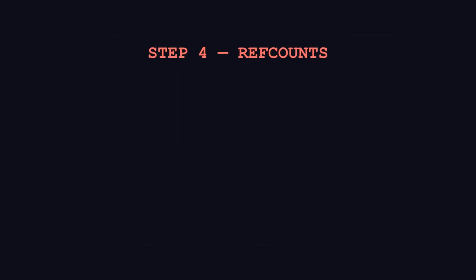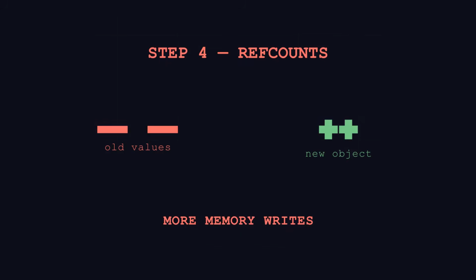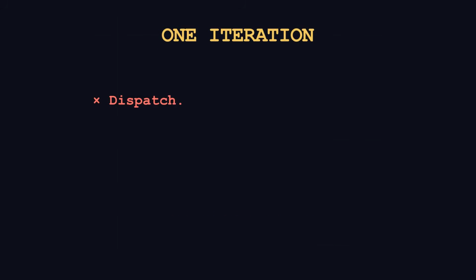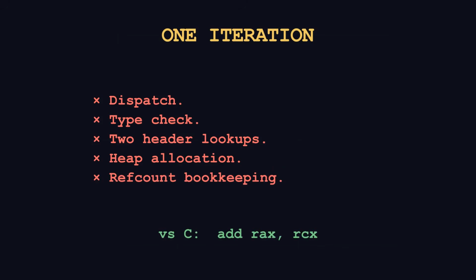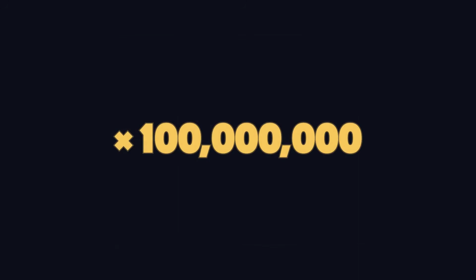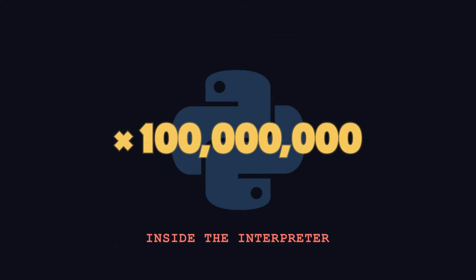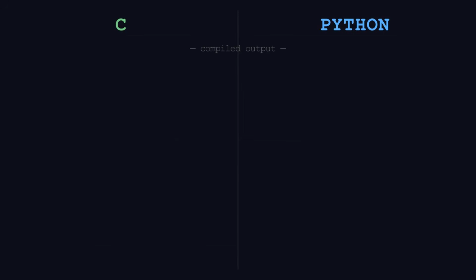Step 4, ref counts. Bump the count on the new object. Drop the count on the old values. More memory writes. That is 1 iteration. Dispatch, type check, 2 header lookups, heap allocation, ref count bookkeeping. For what C does in 1 instruction, multiply that by 100 million. And it's all running inside an interpreter, not on bare metal. There's your 100x. Side by side, the compiled output.